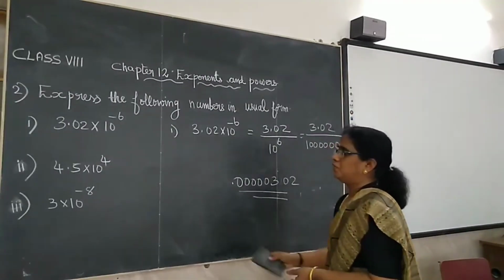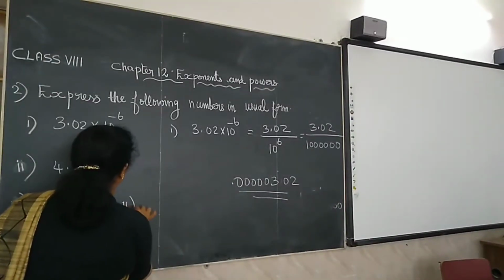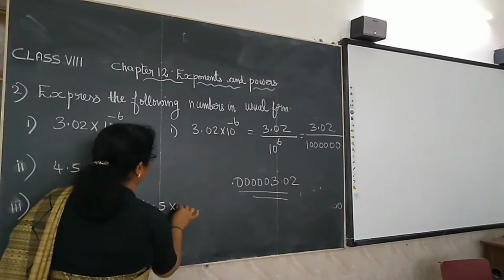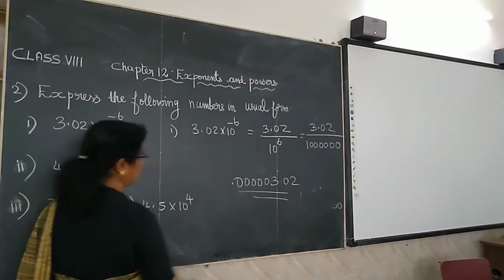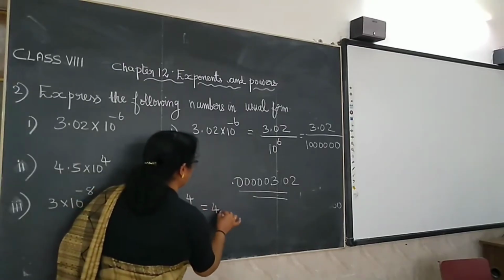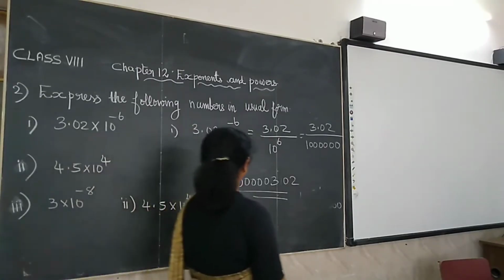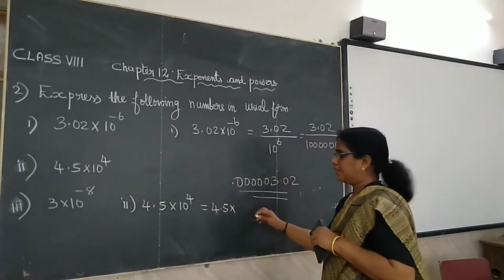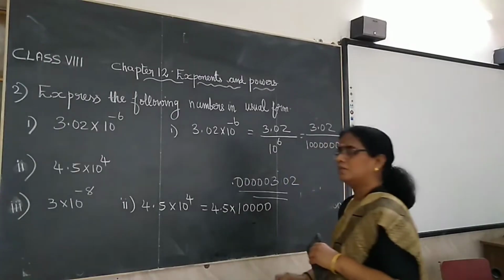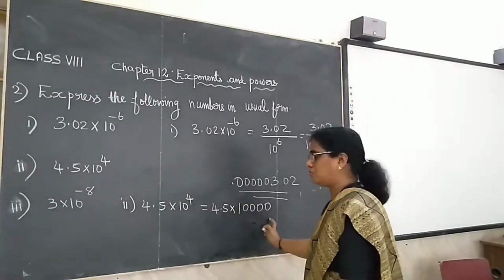Now the next one we can do, 4.5, second answer. That is 4.5 multiplied by 10 raised to 4. And here also we can write 4.5 multiplied by, now 10 raised to 4. 10 raised to 4 is a number, 1 with the 4 zeros.